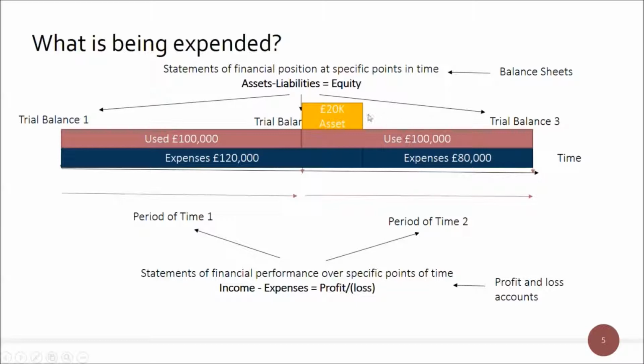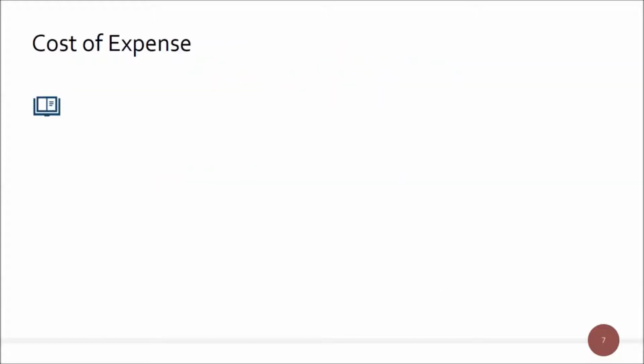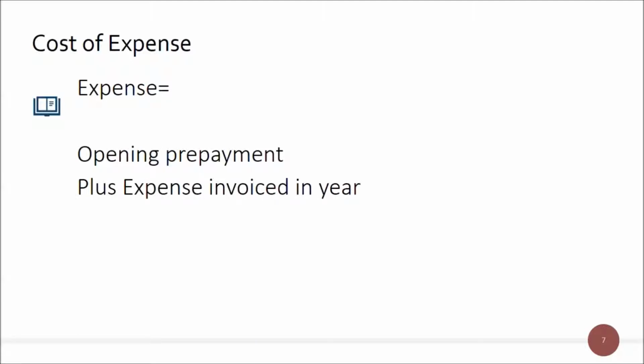So basically what we've done is a bit like stock, where we had these purchase invoices here, but we had this stock left over. Well, we've got this prepayment left over here. We take that off the expense for the year, but then it gets added to the next year's expense. So the cost of the expense in the year would be the opening prepayment, what we brought forward, plus any invoices in the year, less the closing prepayment, and that's going to be our expense.